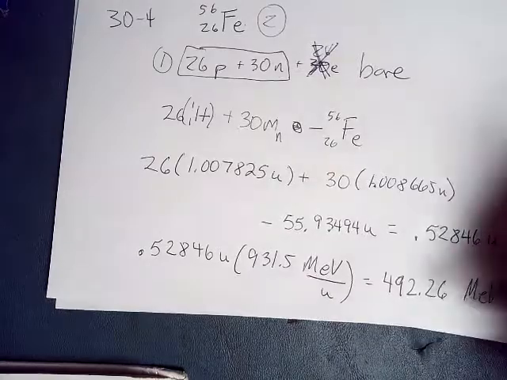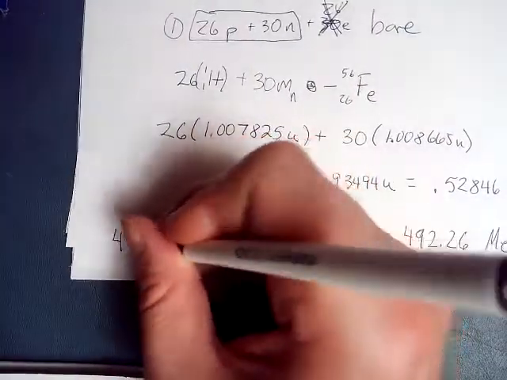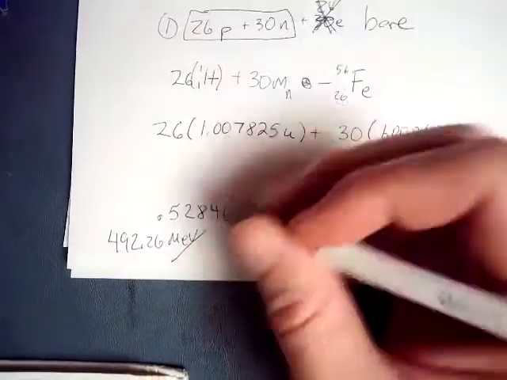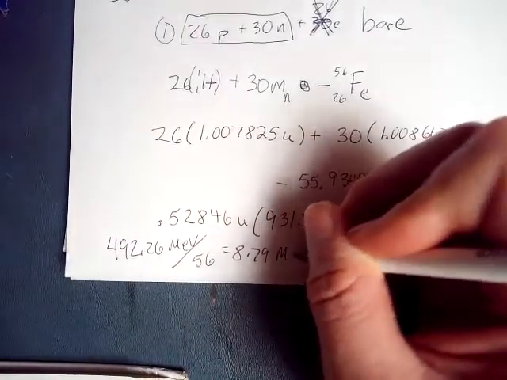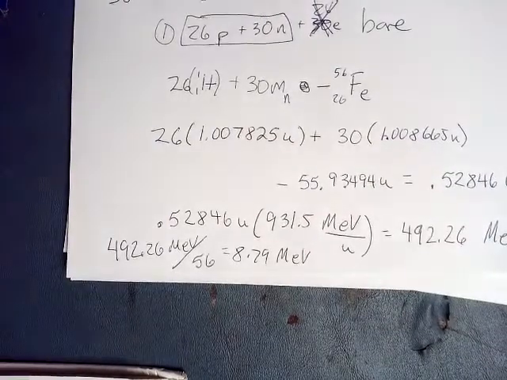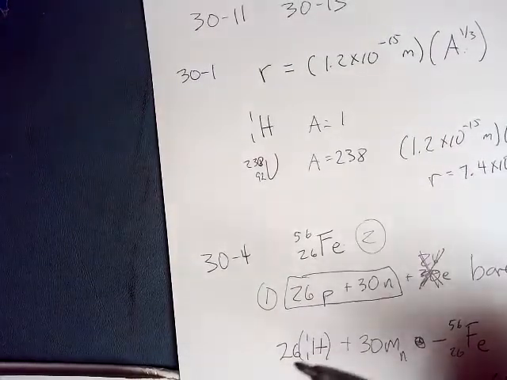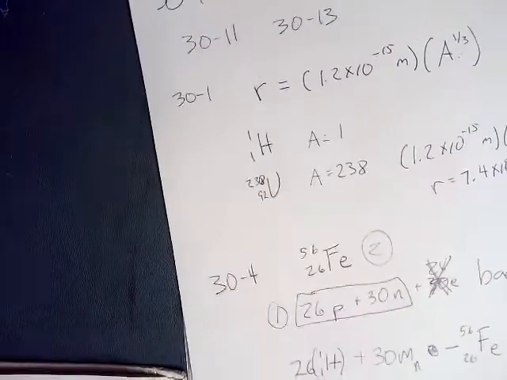Okay. Now that's the total, so per nucleon, take your answer and divide by the number of nucleons, which for iron is 56, and you get 8.79 MeV. Okay. So anytime you need total binding energy or binding energy per nucleon, just follow the steps in 30.4. Okay, 30-5.